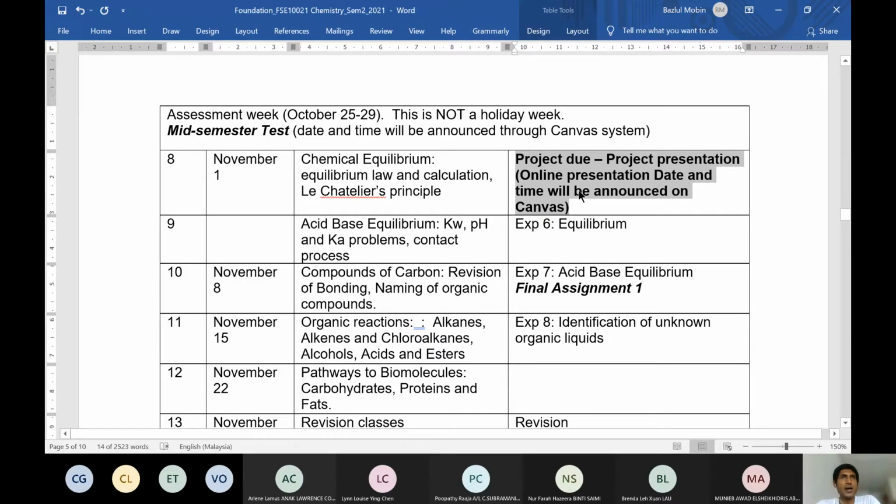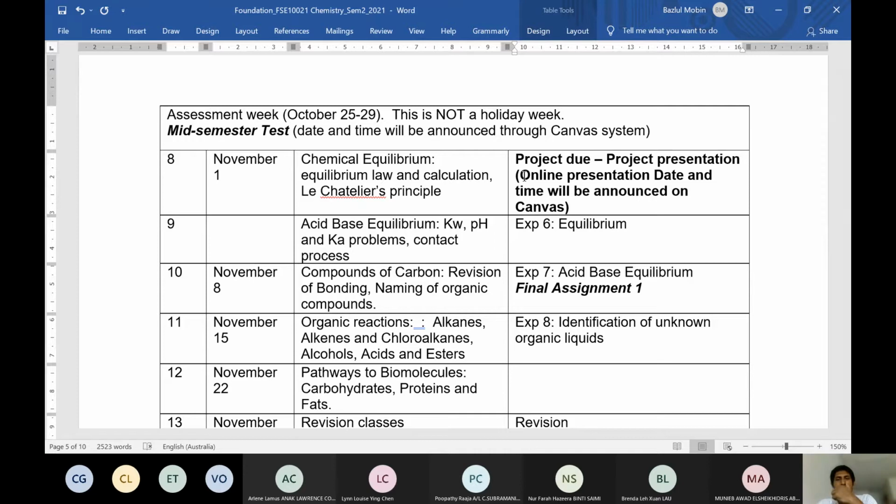This project will not be a report, but mostly a presentation, and all the group members, 3 or 4, whatever the number of members in your group, everyone will have to present in the group, all right? Everyone will have to present in the group.